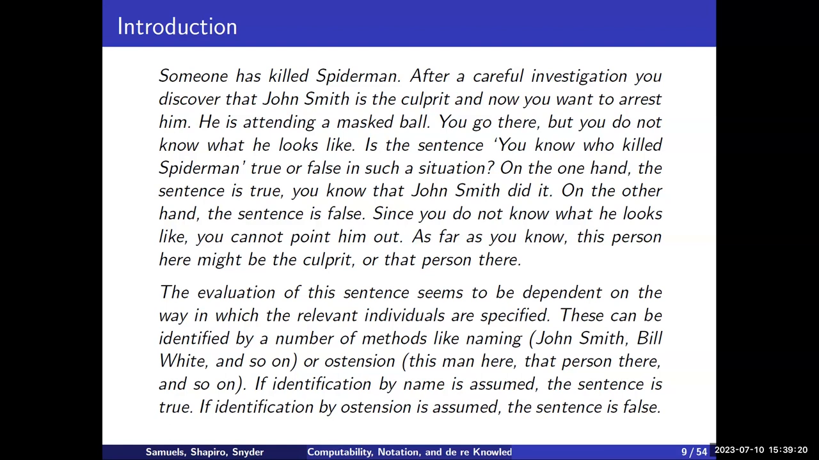As far as you know, this person might be the culprit or that person there. The evaluation of this sentence, this is still Ohlone, seems to be dependent on the way in which the relevant individuals are specified. This can be identified by a number of methods like naming or ostension. If identification by name is assumed, the sentence is true. If identification by ostension is assumed, the sentence is false.